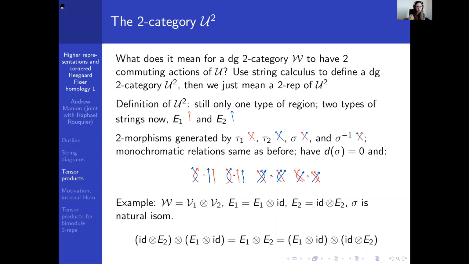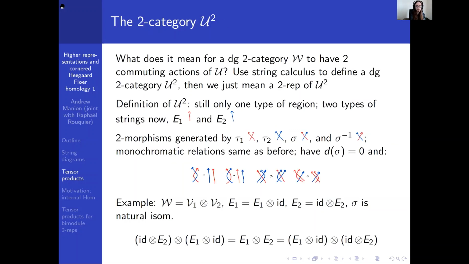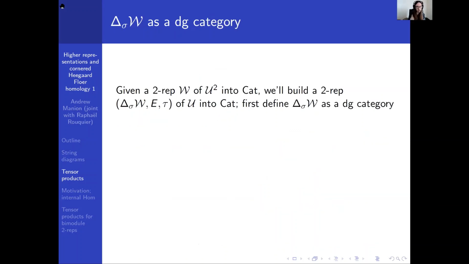So I have some DG category W for the region. I have functors, endofunctors E1, E2 of W for these two red and blue strands. I have all of the relevant maps and the relevant relations and differential. Okay, so given that data, this is the crucial construction of the talk.